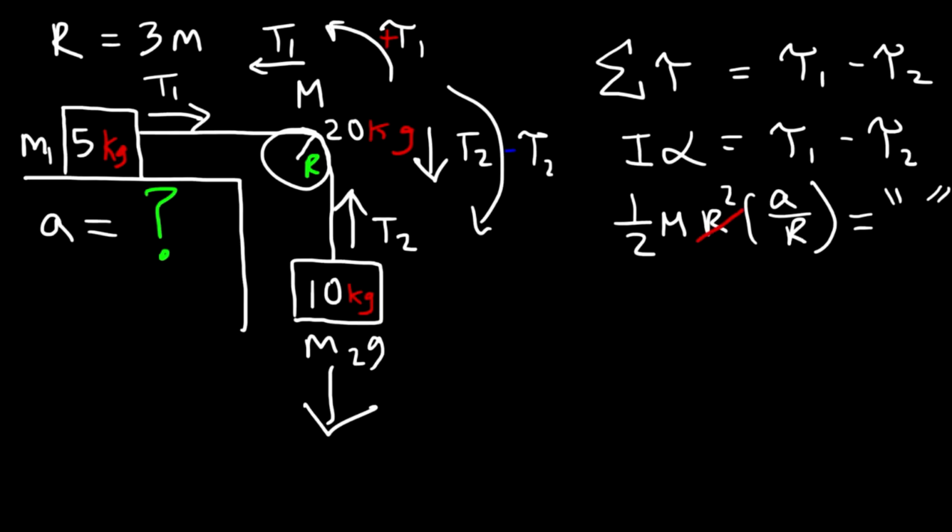So now let's cancel r. What we have left over is 1/2 m R a, which is equal to torque 1. Torque 1 is equal to the tension force times the moment arm, which is the radius of the circle. So that's going to be T1 times r, and torque 2 is going to be T2 times r. So we can divide both sides by r.